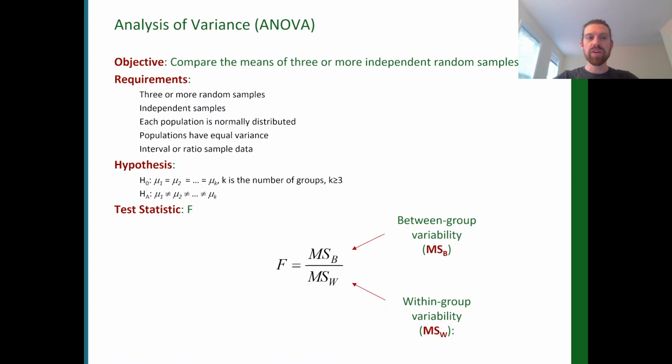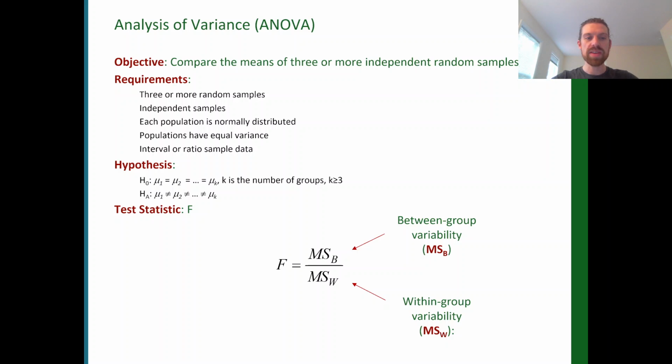So within Anova, our objective is to compare the means of these different independent random samples, and we have to have at least 3 or more random samples for Anova. And then we have to make sure that they're independent, so they're not coming from the same sample, either places or individuals. And we need to basically have normally distributed data, okay? And we expect within that the different populations have equal variance, and that this is basically interval and ratio sample data, okay?